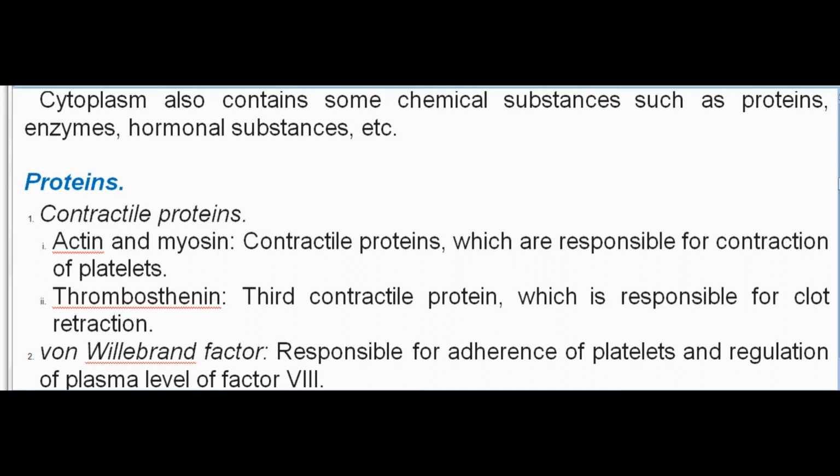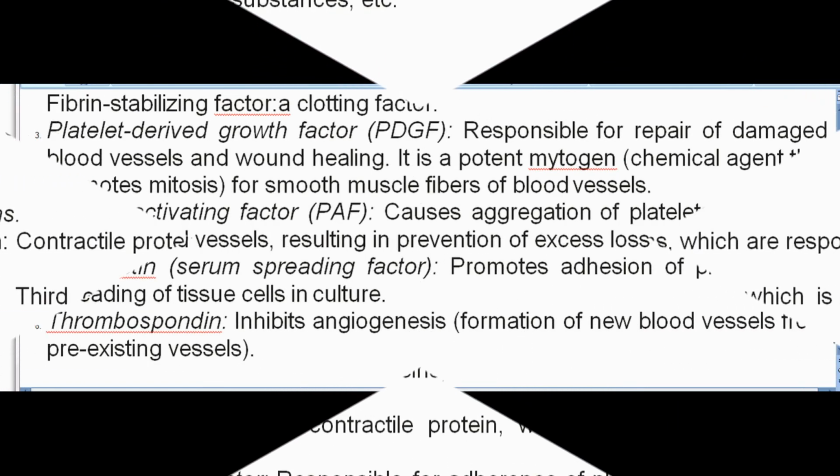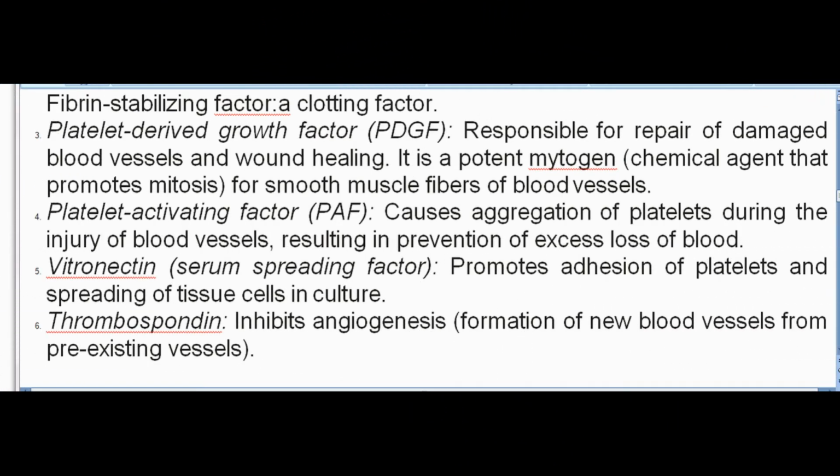Proteins. Contractile proteins: actin and myosin, contractile proteins which are responsible for contraction of platelets. Thrombosthenin, a third contractile protein, which is responsible for clot retraction. Von Willebrand factor, responsible for adherence of platelets and regulation of plasma level of factor VIII. Fibrin stabilizing factor, a clotting factor. Platelet-derived growth factor, PDGF, responsible for repair of damaged blood vessels and wound healing. It is a potent mitogen, a chemical agent that promotes mitosis, for smooth muscle fibers of blood vessels.